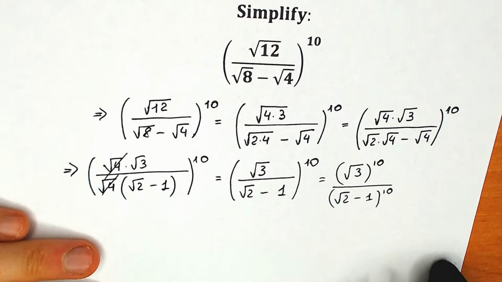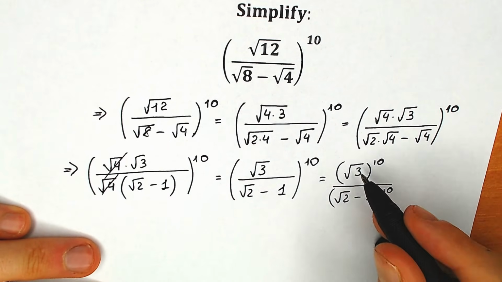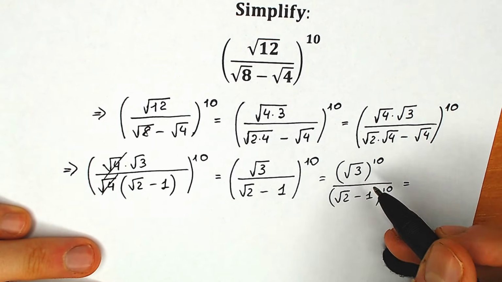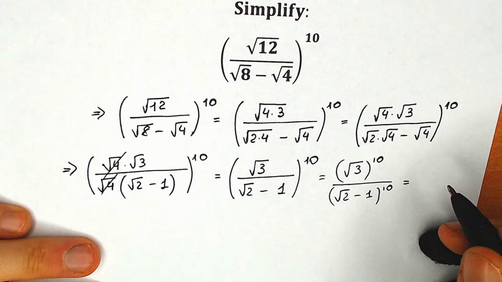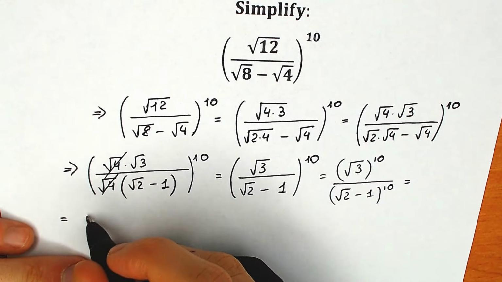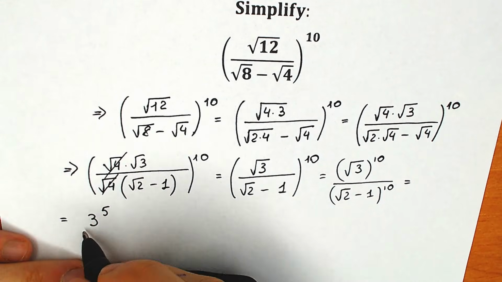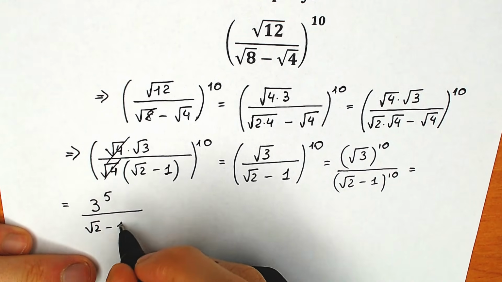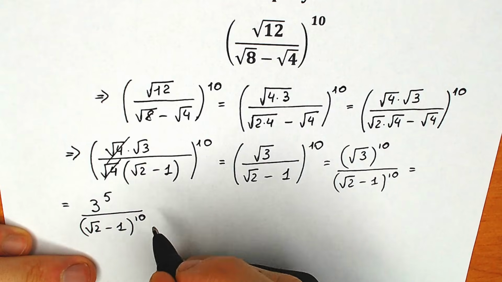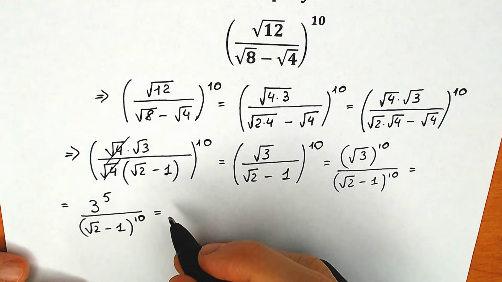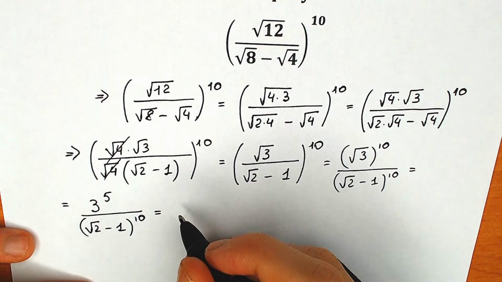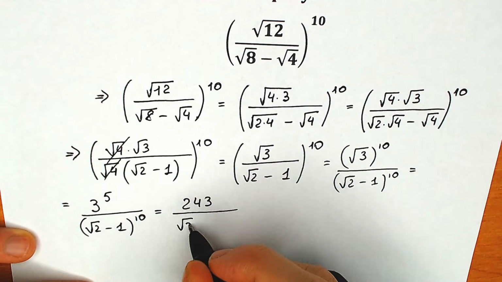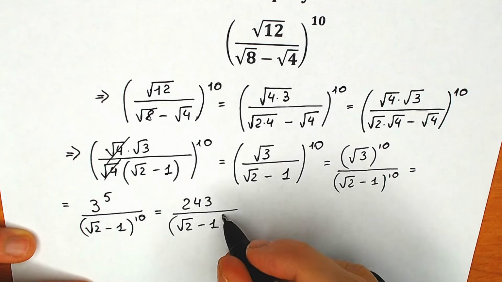We can easily simplify the square root of 3 to the power 10 real quick, because this is equal to 3 to the power 1/2 raised to the power 10, which equals 3 to the power 5. So let's write it right here. We have 3 to the power 5, and we divide it by the square root of 2 minus 1 to the power 10. And 3 to the power 5 is a table case. This is equal to 243. So 243 divided by the square root of 2 minus 1 to the power 10.